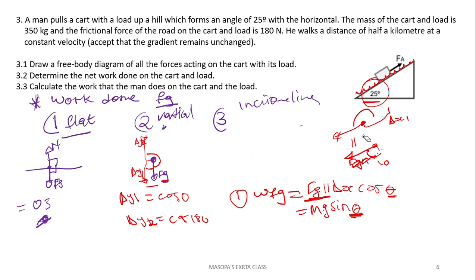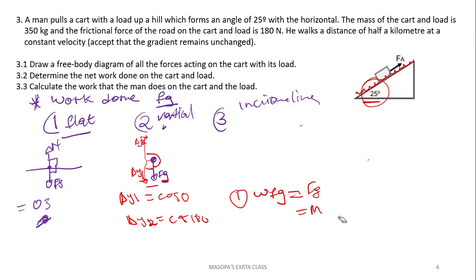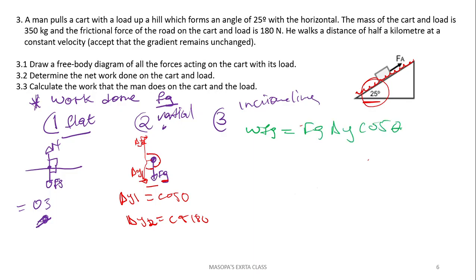Now allow me to erase this part so that I can create a space. So now we're looking at Fg. If we're using Fg, and you saw that Fg always acts downwards, you're going to say the work done by Fg equals Fg delta y cos theta. The reason I say delta y is because your Fg faces downwards, and downwards, delta y is normally the opposite side here. That is your delta y.